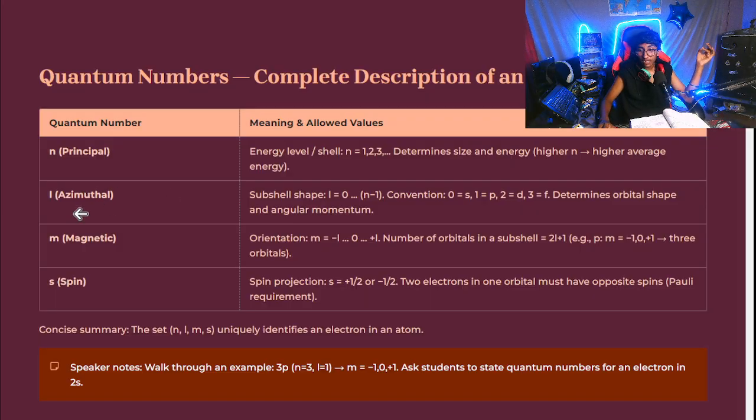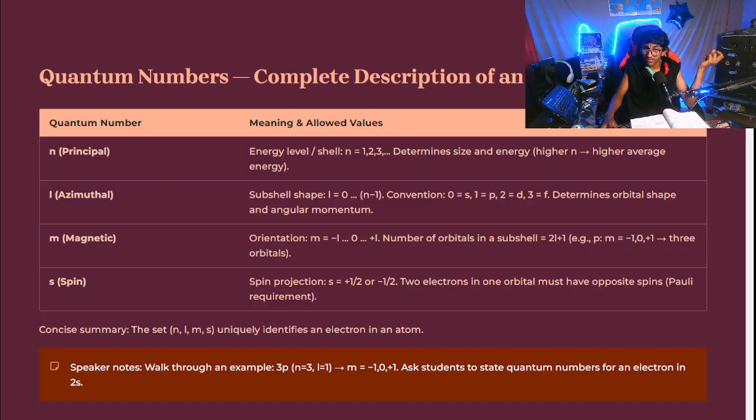Now let's move to the azimuthal quantum number. I still can't pronounce this guy's name. If you can't, it's not a big deal. So this is called the azimuthal quantum number, represented by the letter L. Now, while the principal quantum number tells us the shell, the azimuthal quantum number tells us which subshell the electron occupies.